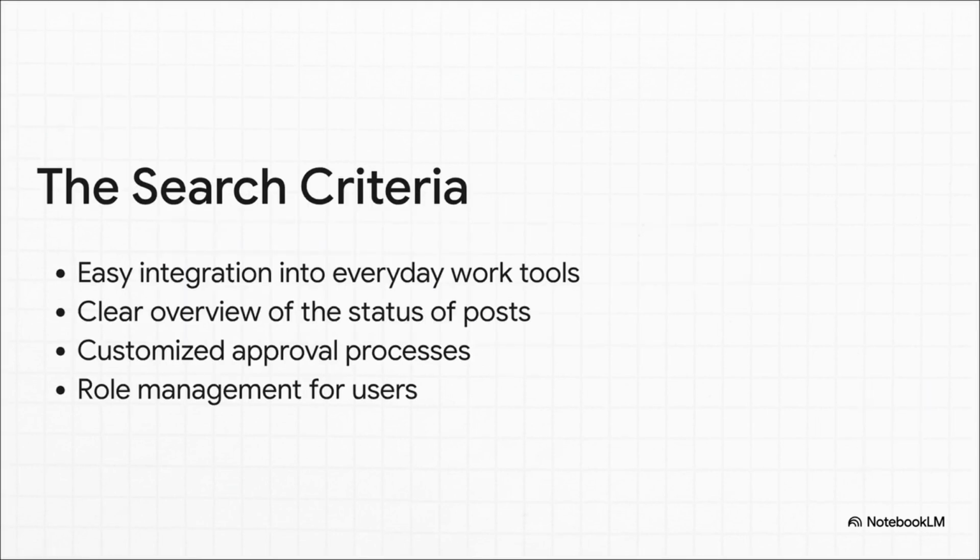So they put together a wish list. They knew exactly what they were looking for. It had to integrate with the tools they already used, give everyone a clear status overview, handle their very specific approval steps, and manage different roles for different users. But here's the most important part, the absolute non-negotiable. The tool had to bend to fit their process.